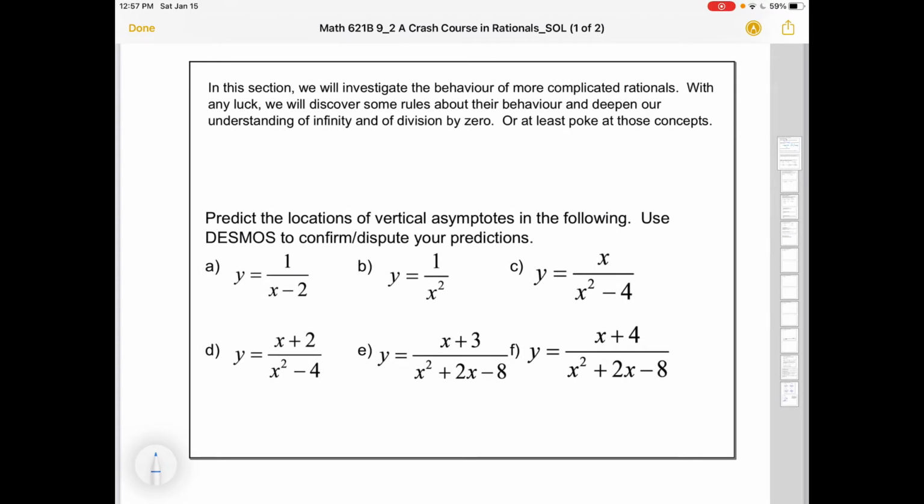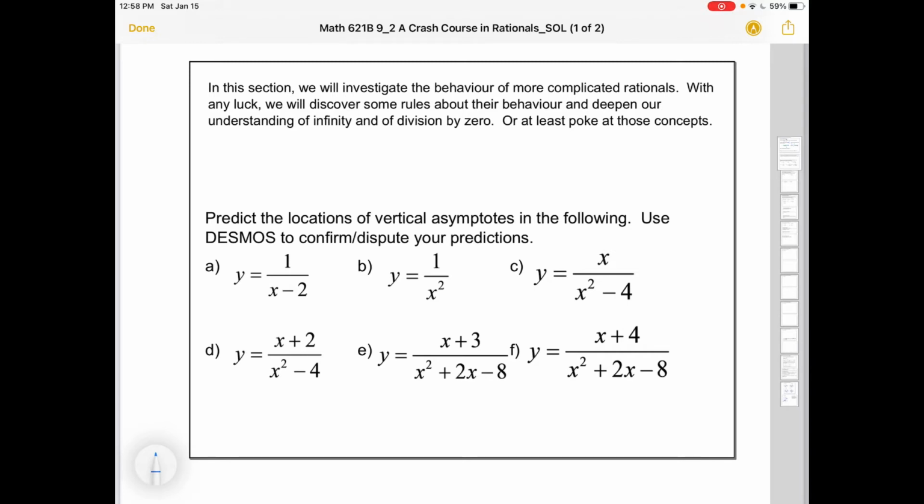In this section, we're going to investigate the behavior of more complicated rationals. And with any luck, we'll discover some rules about their behavior and deepen our understanding of infinity and of division by 0, or at least sort of poke around at those concepts. So what I'd like you to do is pause the video and predict the locations of the vertical asymptotes on these 6 functions. If you have any insight or if you have any guesses, just take a minute or so, think about it, and then we can use Desmos to confirm or dispute our predictions.